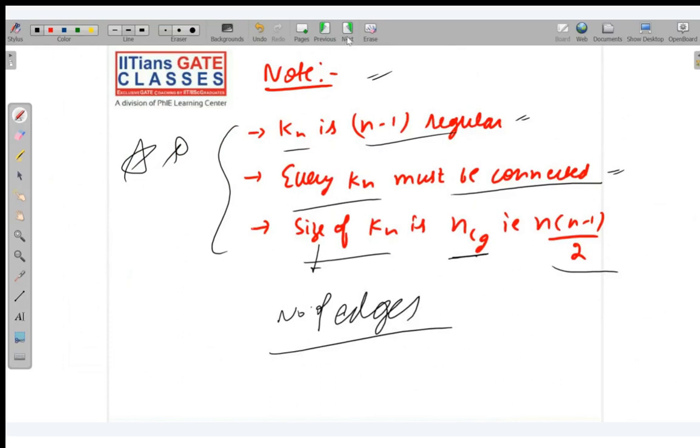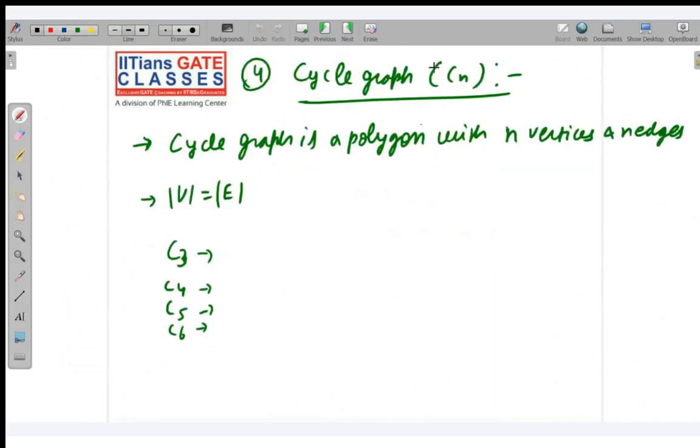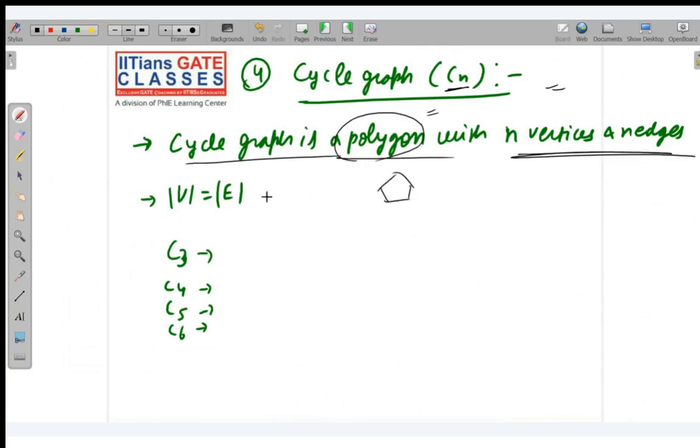Okay, next, cycle graph. Cycle graph is represented by Cn. A cycle graph is a polygon with n vertices and n edges. Polygons mean connected only, like the polygons we make. So vertices and edges are the same number. So C3 like this, C4 like this, C5 like this, C6 like this, and so on.